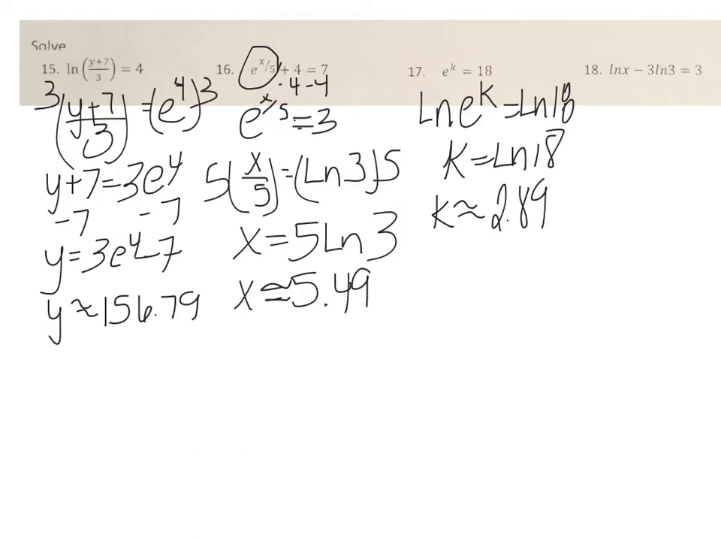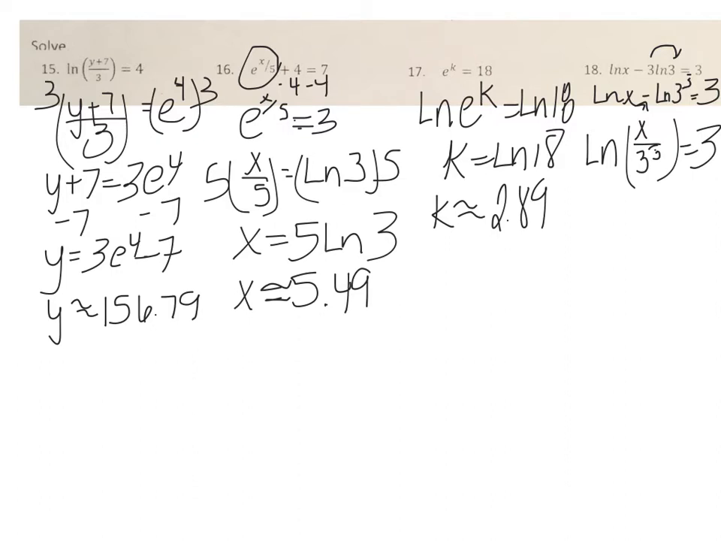And number 18, we're going to condense this first because I have two logs on the same side, natural logs. My 3 becomes my exponent, so the natural log of x minus the natural log of 3 cubed equals 3. And subtraction becomes division. I saw a lot of mistakes today on this. It's the natural log of x over 3 cubed. When I'm condensing, there's only one log in the condensed form, equals 3.